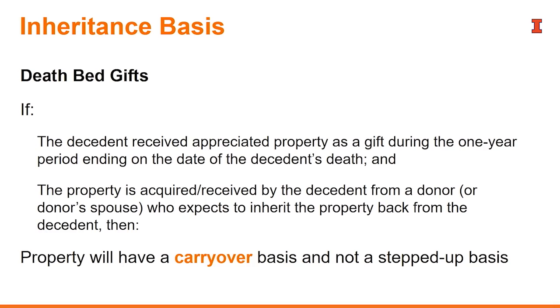More formally, the rule says that if a decedent received appreciated property as a gift during a 1-year period ending on the date of the decedent's death, that is, within 1 year of the person dying, and the property is acquired or received by the decedent from a donor or donor spouse who expects to inherit the property back from the decedent, then the IRS says the property will have a carryover basis and not a stepped-up basis. That is, the basis will carry over from you to the decedent and back to you with no step-up.